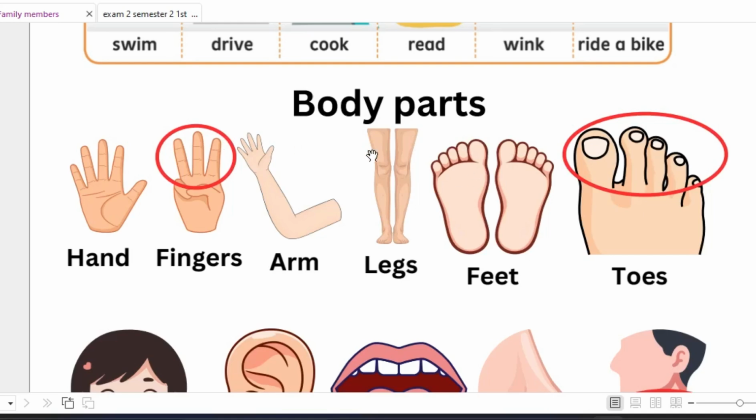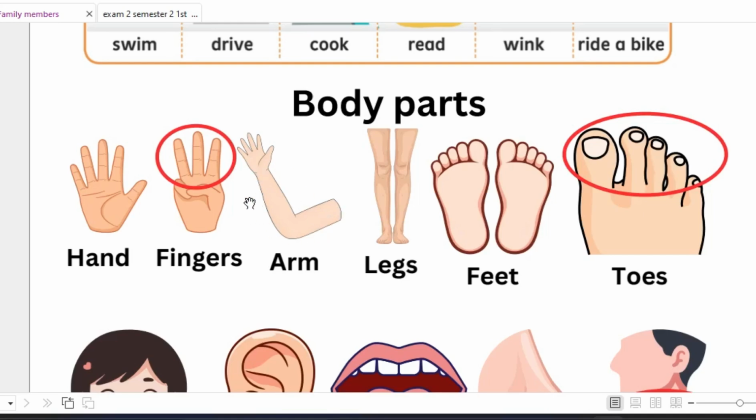Then we have the body parts. This one is a hand. Yes, good job. This one, fingers. How many fingers do we have? Let's count them. 1, 2, 3. We have 3 fingers in this picture.